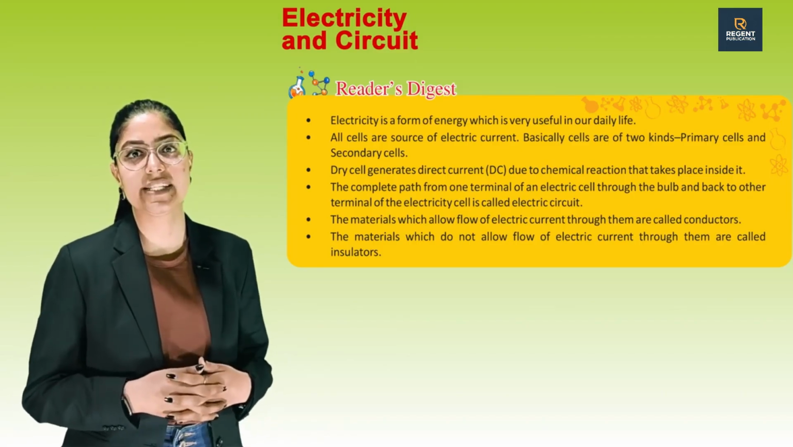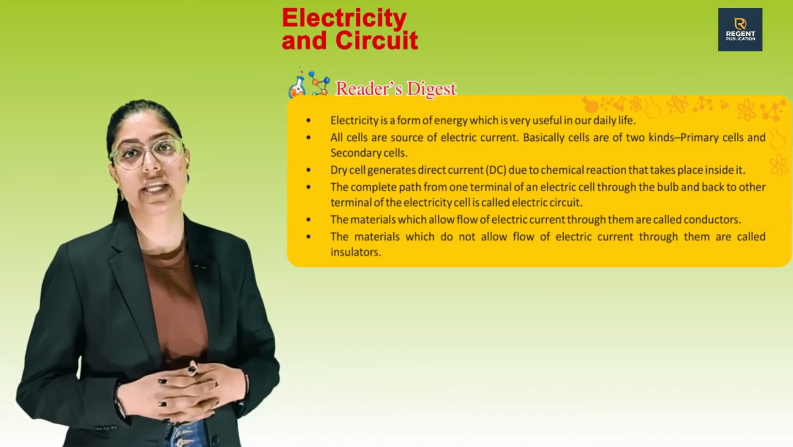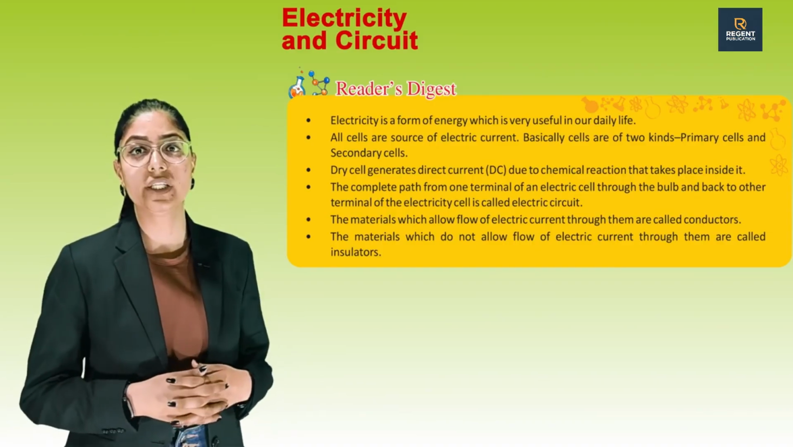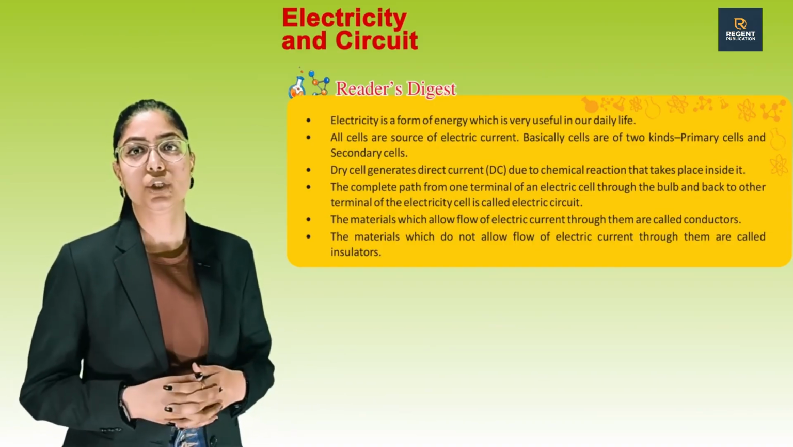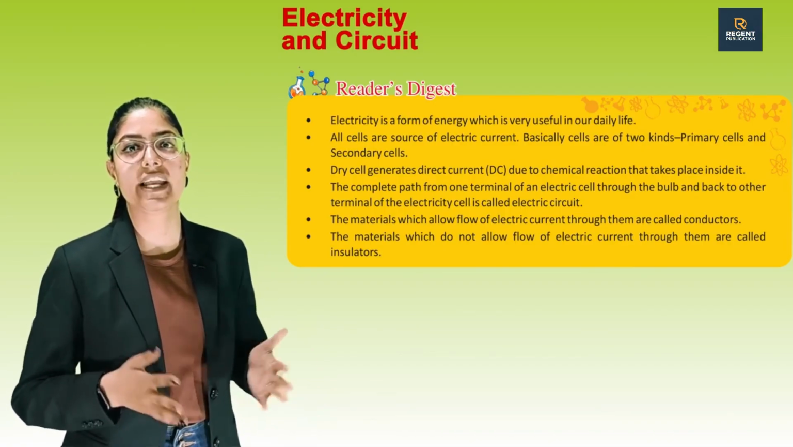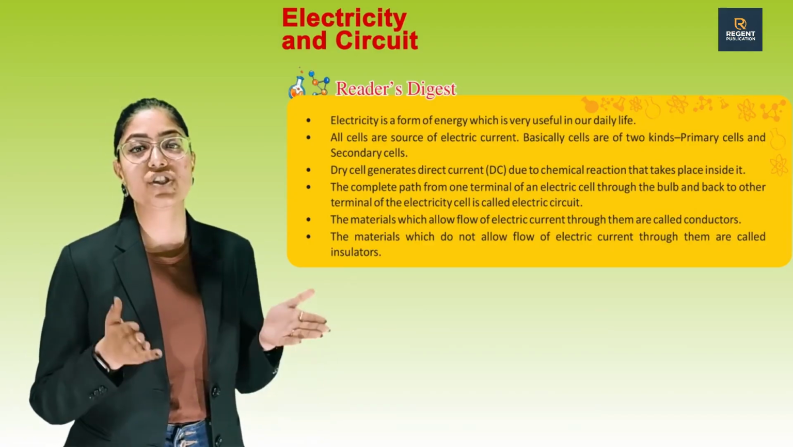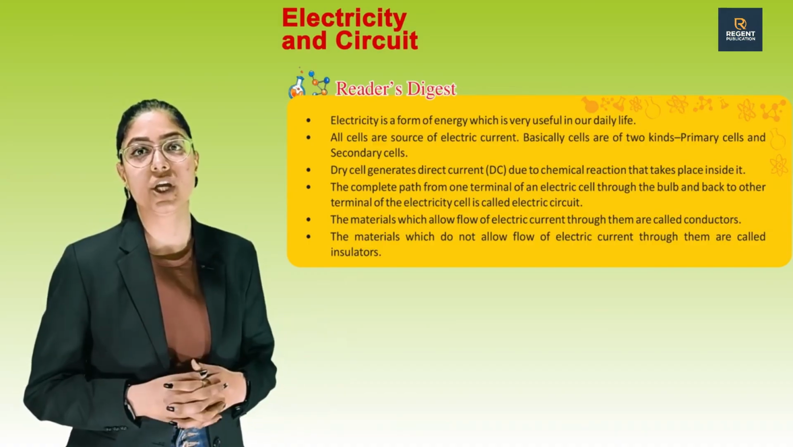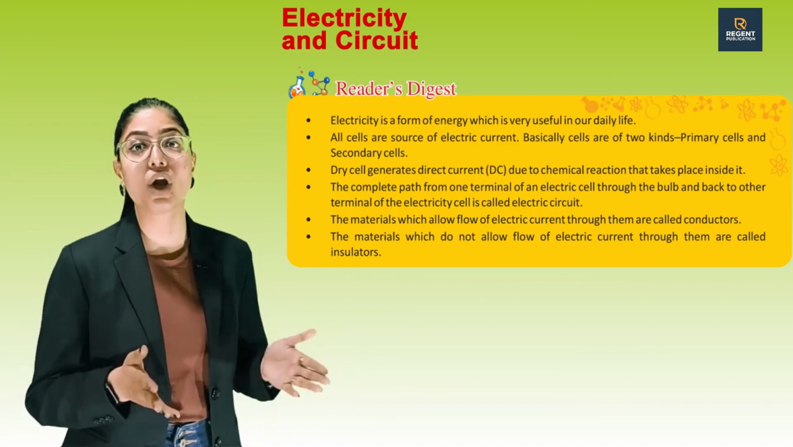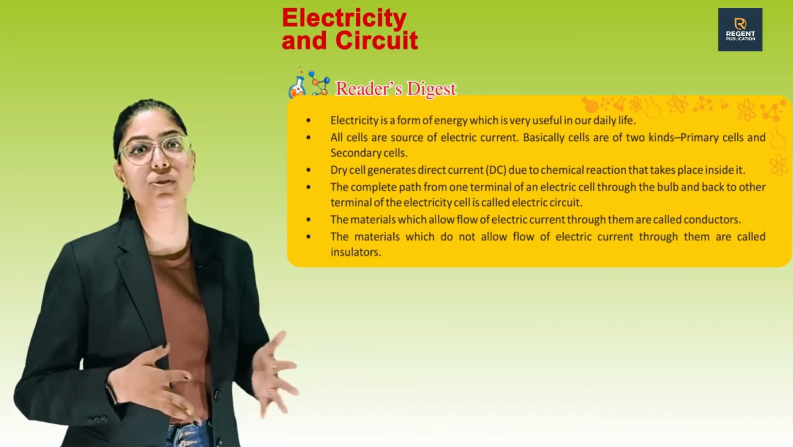A dry cell generates direct current, DC, due to chemical reaction that takes place inside it. The complete path from one terminal of an electric cell through the bulb and back to the other terminal of the electric cell is called an electric circuit. The materials which allow flow of electric current through them are called conductors. The materials which do not allow flow of electric current through them are called insulators.